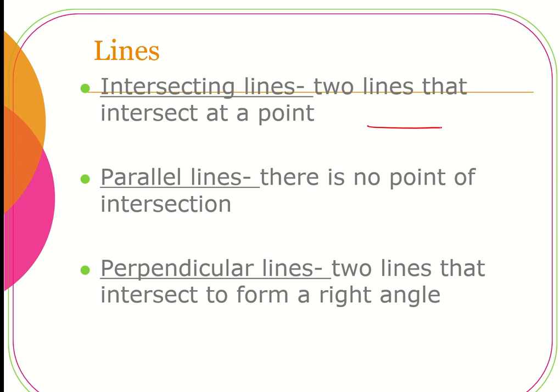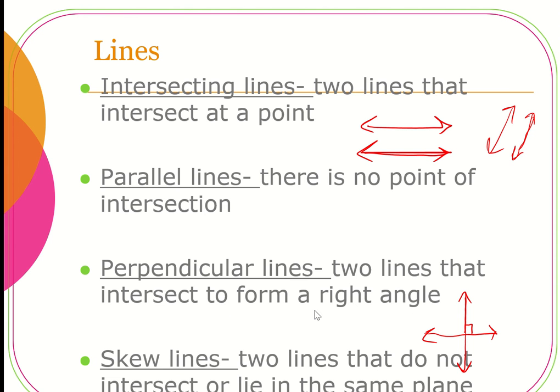So parallel lines would look something like this, right? Or then maybe something like this. So lines that go on forever and do not intersect. Perpendicular lines, they do intersect and they form a right angle. So these 2 lines, if I tell you that this is a right angle here, these would be perpendicular lines.